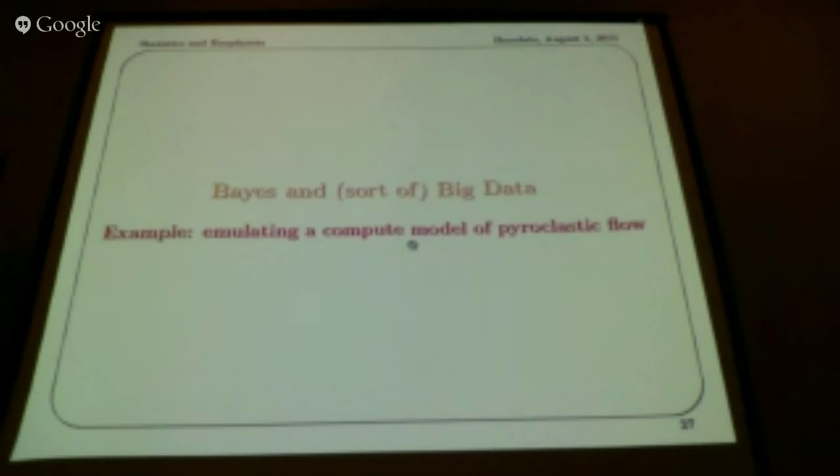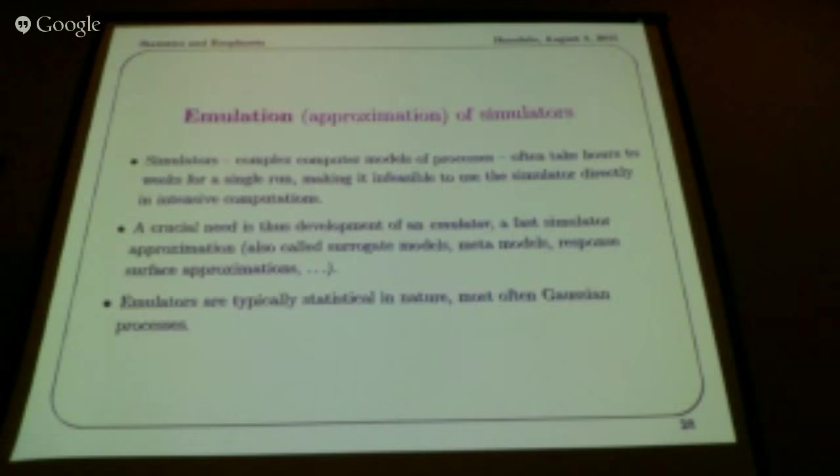So Gaussian processes is something I see you got into, so this is something about Gaussian processes that may be of use. First let me talk about what this is: emulation, approximation of simulators. A simulator is a complex computer model of a process, often taking hours or weeks for a single run, making it impossible to use directly for intensive computations. So a crucial need is developing what's called an emulator, which is a fast, usually statistical approximation to the computer model. My favorite ones are based on Gaussian processes, so you'll be seeing an application of Gaussian processes here.